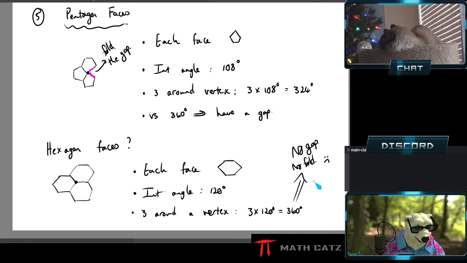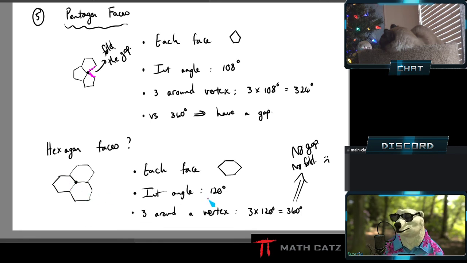And if I go further with larger polygons, the interior angle just goes up and up and up. I need a minimum of three, so I'm just going to drift further above 360, and I'll have no gap. Actually, I'll have an overlap. It's actually worse than a gap. This one fits perfectly and at least has a tessellation.